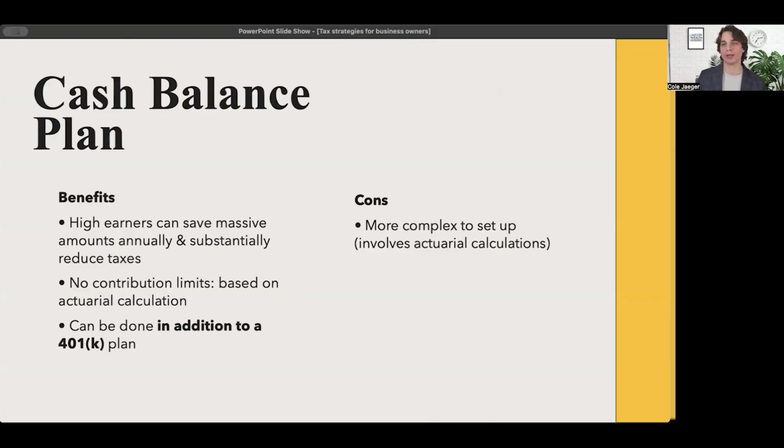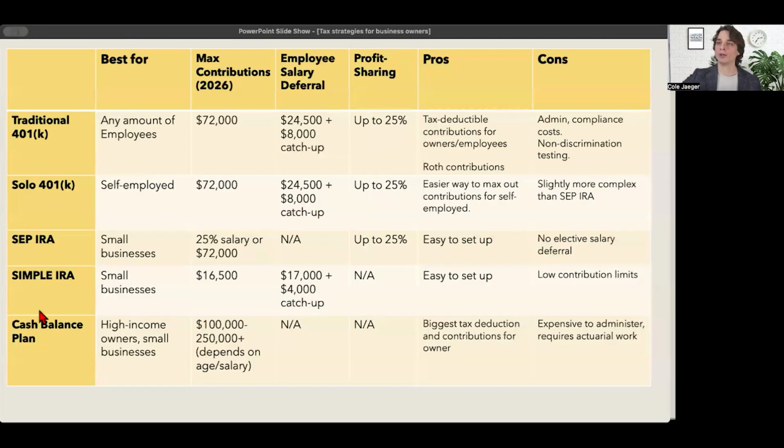This is also a great option in light of the new 2026 rule change to 401k plans, where the catch-up contribution now has to be made in Roth. So with the cash balance plan, you can contribute more traditional savings. So here is a chart that could be helpful for you to compare the plans. I'll send this out after the call so you can all take a longer look.